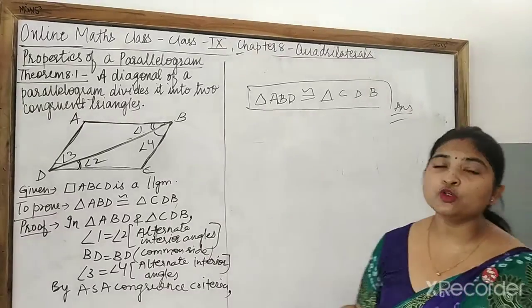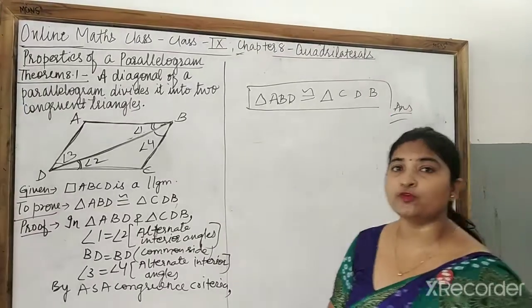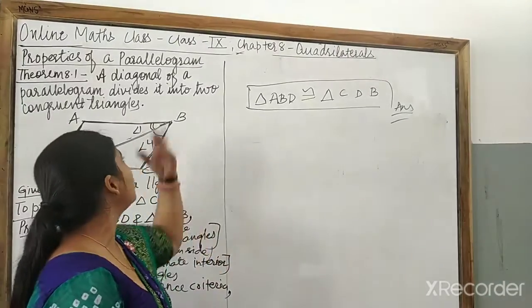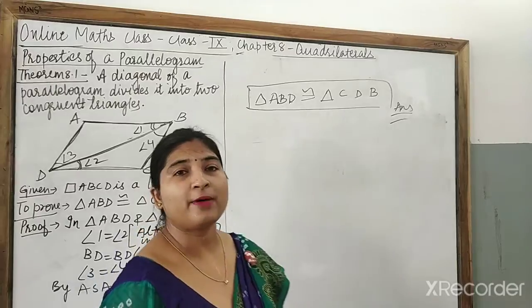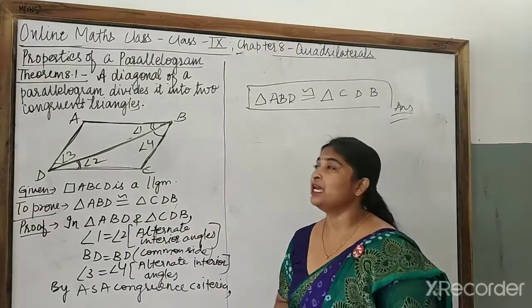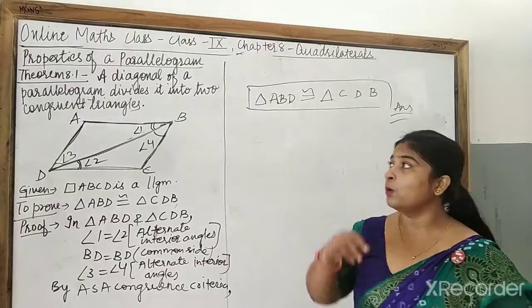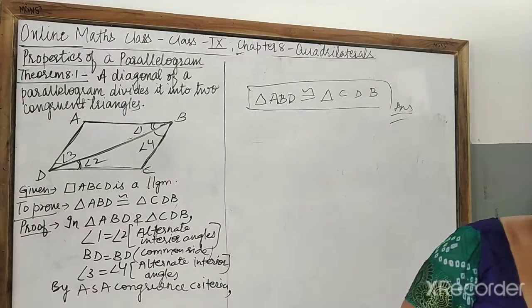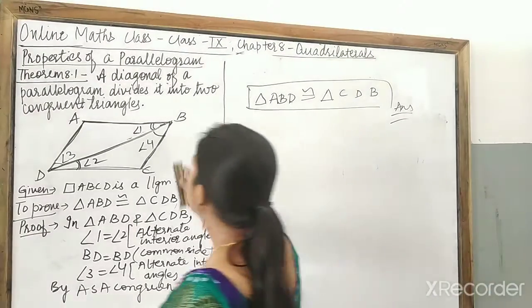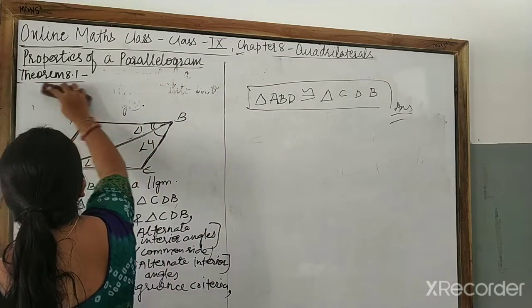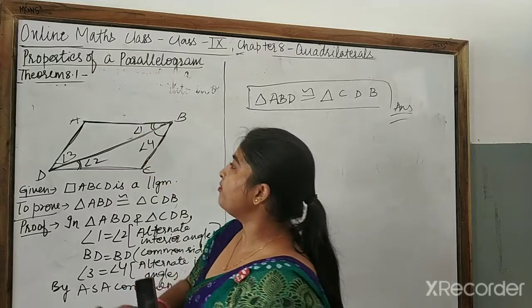So this we will use in the questions. We don't have to prove it in the questions. We just have to write down the statements over here. What is the statement? Diagonal of a parallelogram divides it into two congruent triangles. Got it, students? Now we will do theorem 8.2. That is also very easy, and actually in that theorem it is just a continuation of 8.1 only.